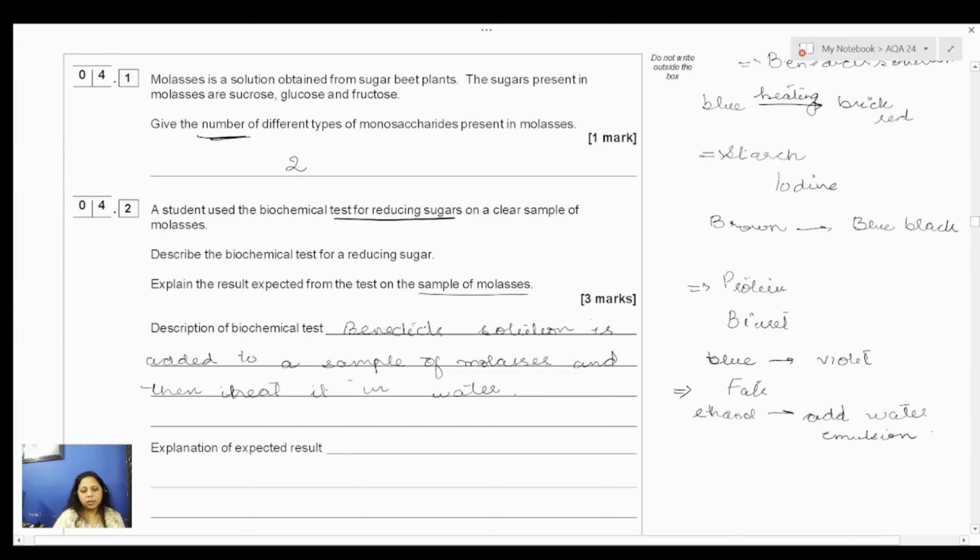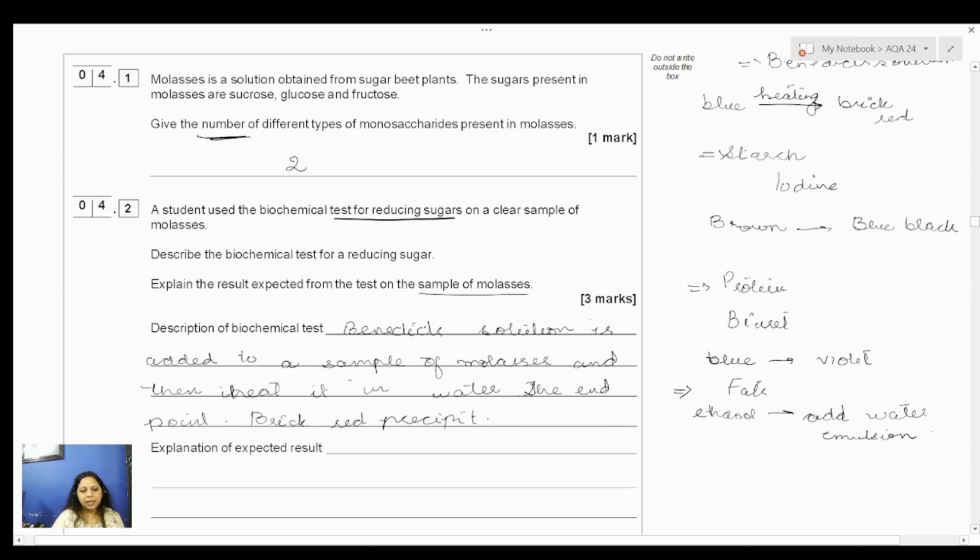What is the result? The end point would be brick red precipitates, which students usually miss. You need to write brick red precipitates. Okay.